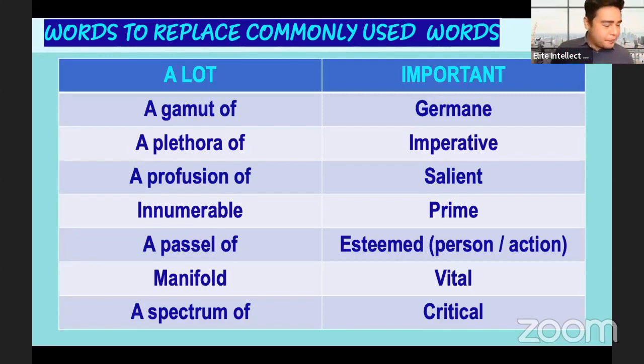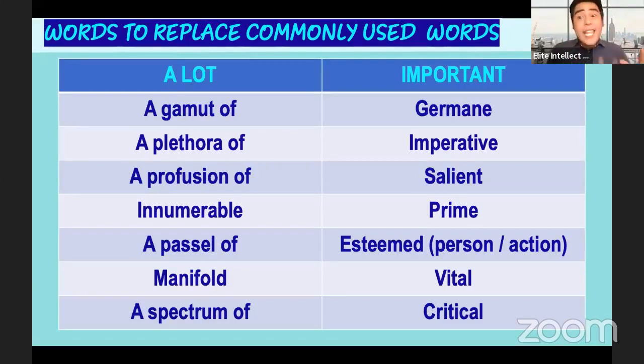There you go. Okay, instead of saying important, some people say it's important for people to do that. It's important for the government to do that. It's important for things to happen. It's important for this, for that. Instead of saying that, you can replace the word important with, number one, germane, imperative, salient, prime.